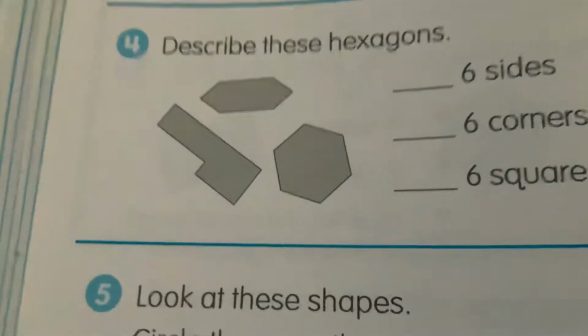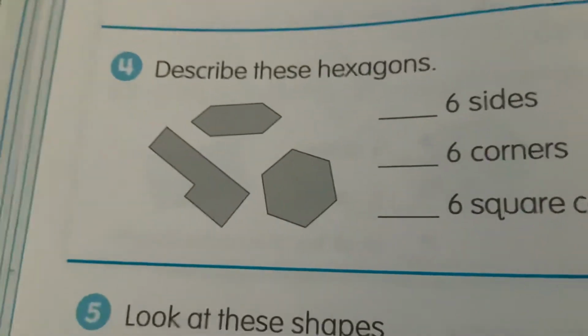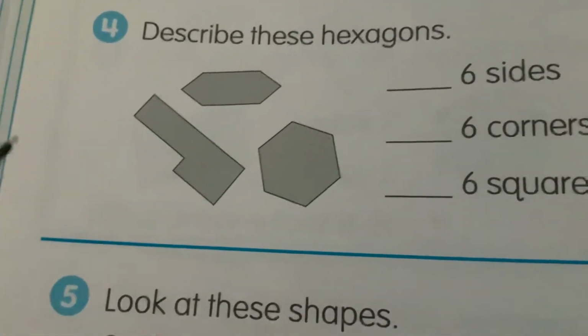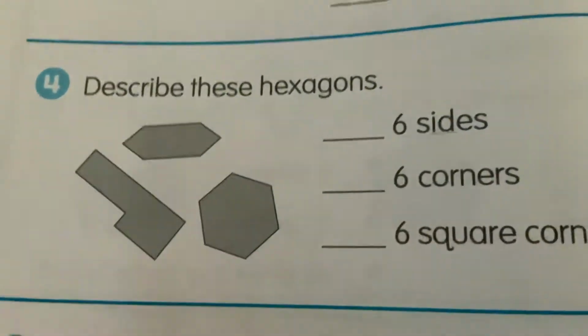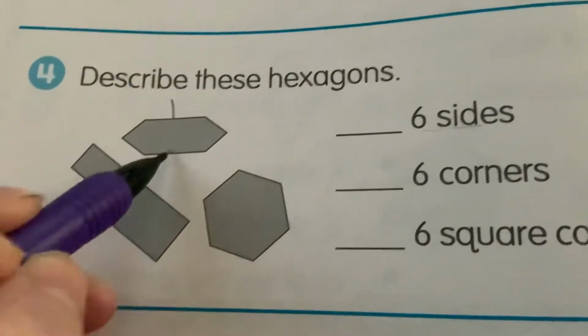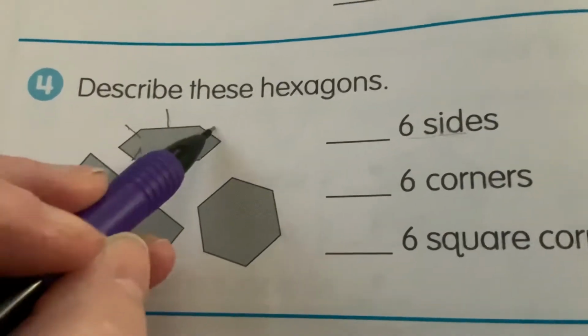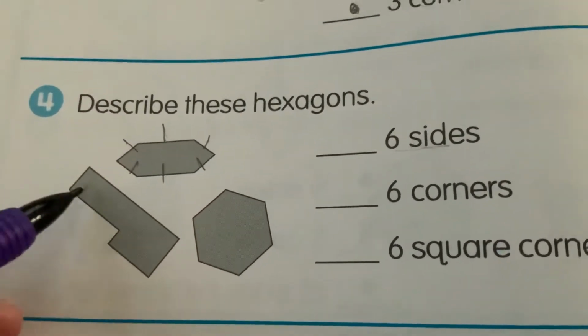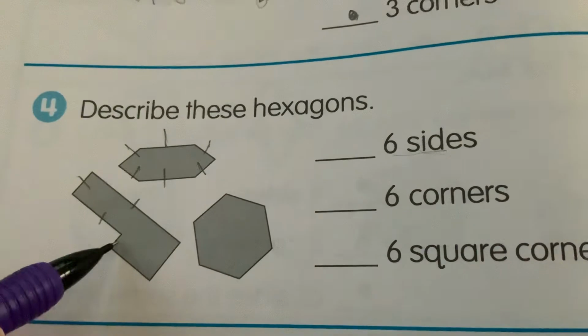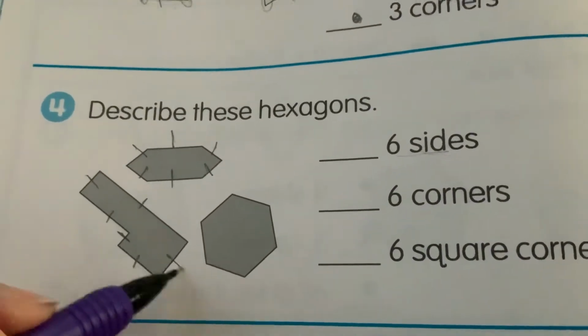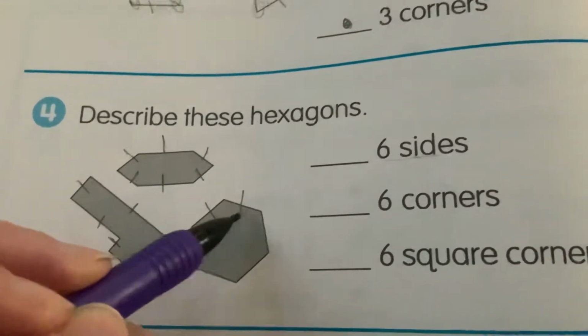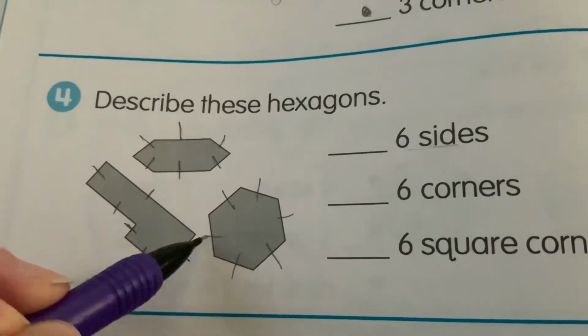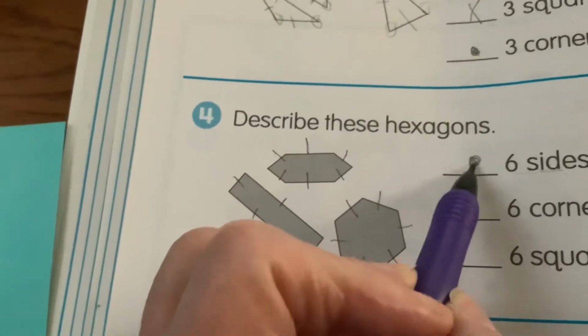Okay, let's look at the hexagon and see what the attributes of the hexagon are. It wants to know, first of all, does it have 6 sides? If we count 1, 2, 3, 4, 5, 6, yes. They all have 6 sides, so we will put a dot.